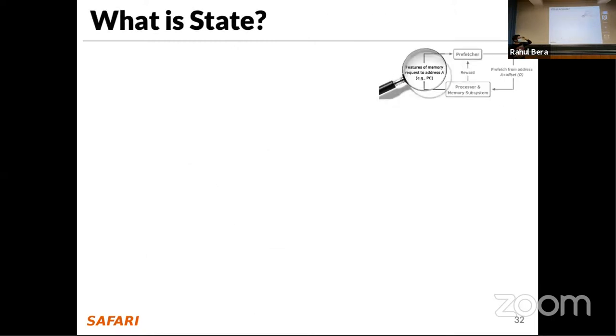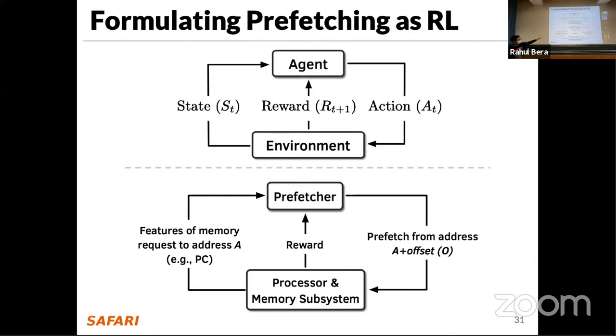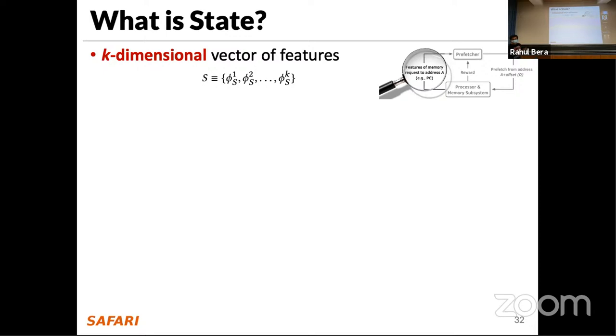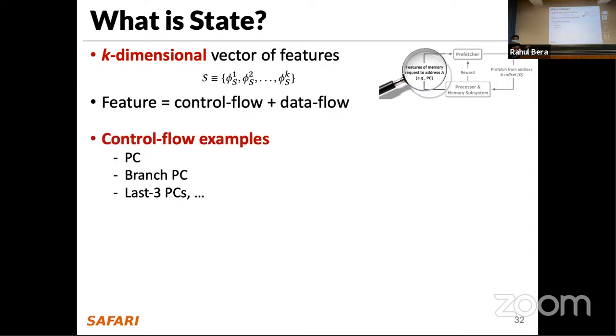Now let's try to concretely define the state, the action, and the reward for our formulation. We define state as a k-dimensional vector of program features, where each program feature is composed of two key pieces of information: the control flow information and the data flow information. I just want to repeat it again. What are examples of control flow information? It's which path of instructions the program is executing, let's say PC, branch PC, or last three PCs. You can think of many other examples for control flow information.